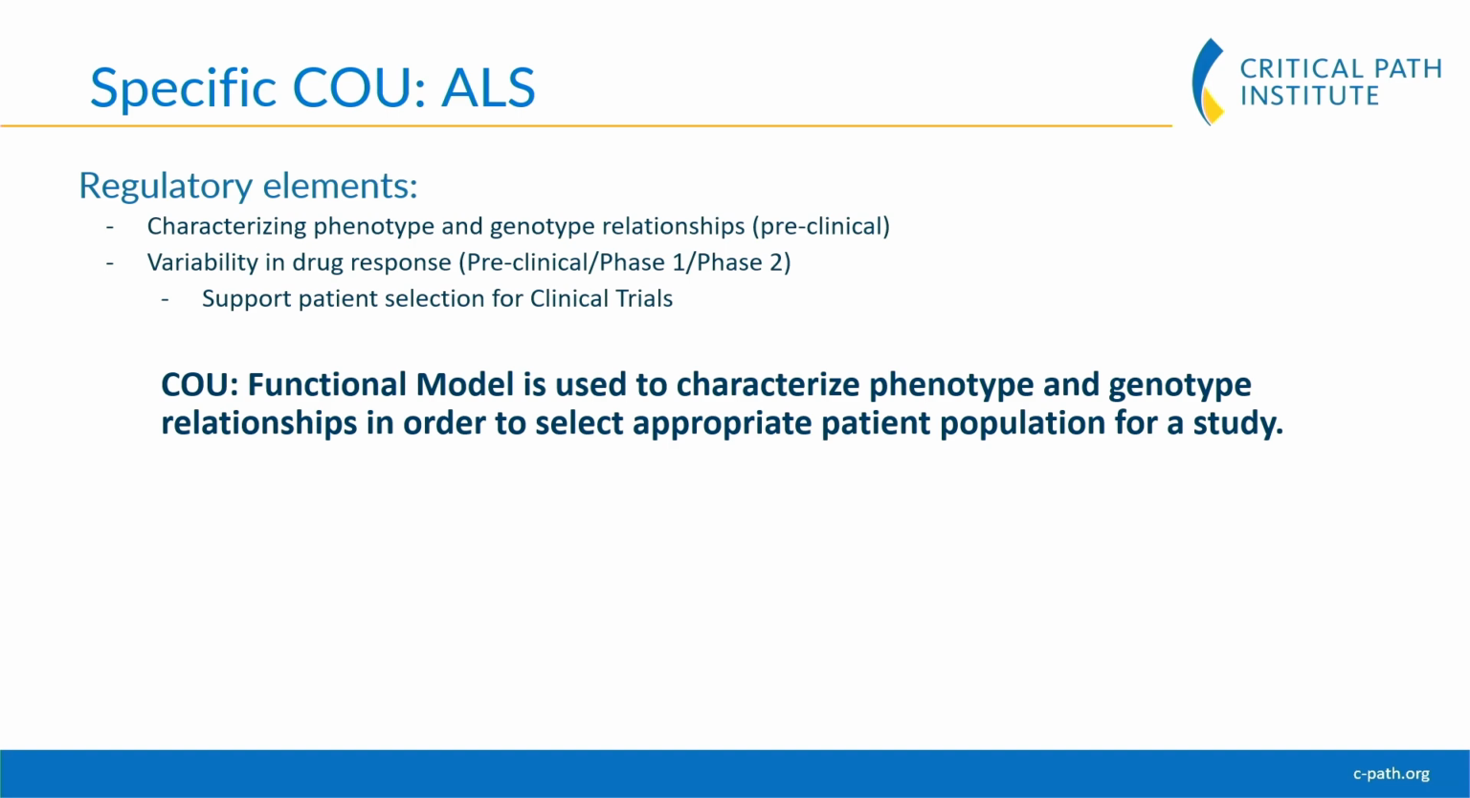Regulatory elements characterize the phenotype or genotype relationship, preclinical, and variability of drug response, preclinical phase 1, phase 2, to support patient selection in clinical trials. So the actual COU we would submit would be functional model used to characterize phenotype and genotype relationships in order to select appropriate patient populations for the study. That would be the COU we would propose. Any questions?